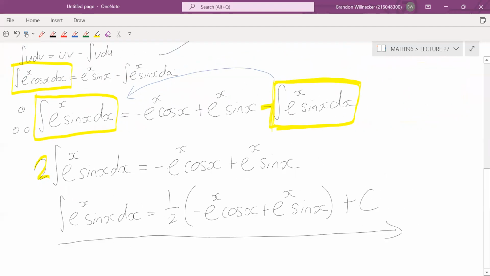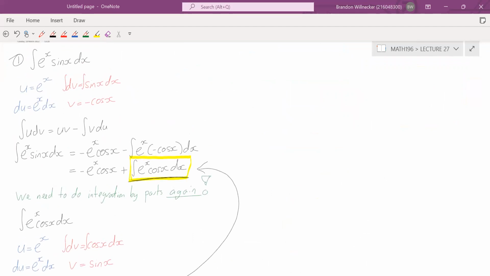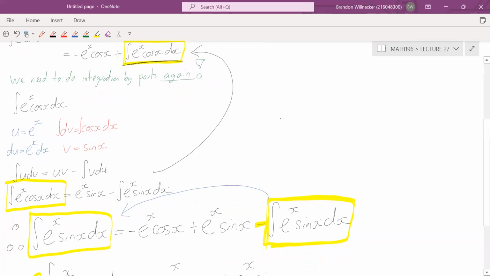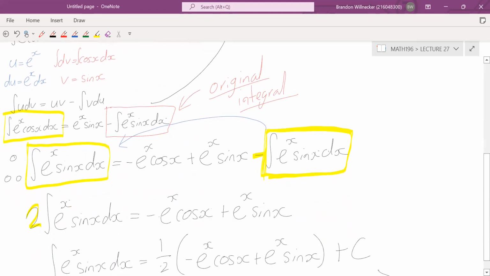Okay, so this is just another little trick that we can use for integration by parts. We did integration by parts once, and we've got this extra term that we need to evaluate. We did integration by parts again, and we saw that we get our original integral back. So this was the original integral. Okay, so we got the original integral back.